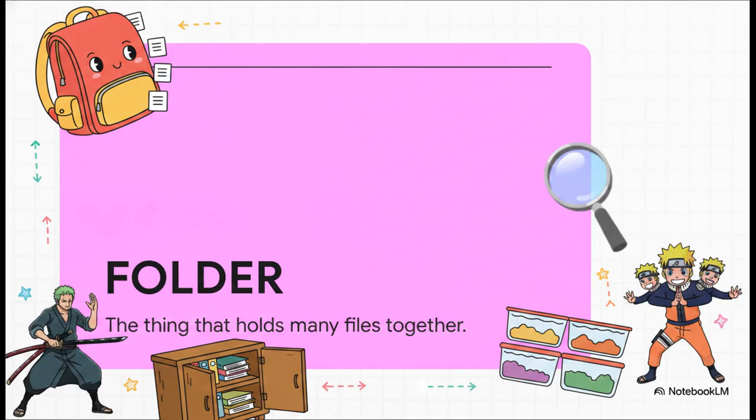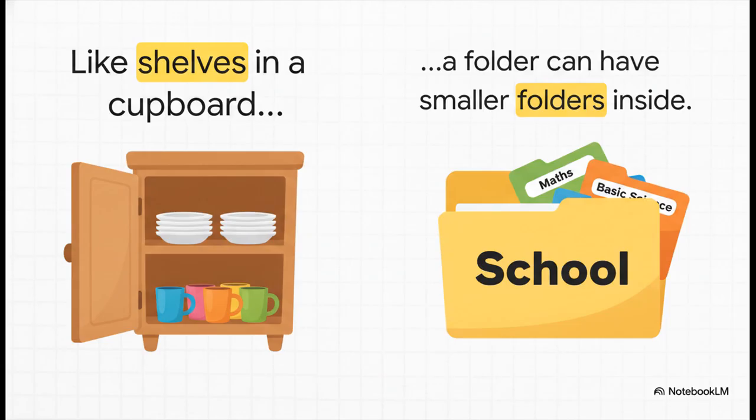It's really that simple. Just think of a cupboard in your house. Inside that cupboard, there are different shelves, right? You've got one for cups, maybe one for plates. In the exact same way, a folder can actually have smaller folders inside it. We call this a subfolder. So imagine having one big folder called School, holding smaller subfolders called Maths, English, and Basic Science.